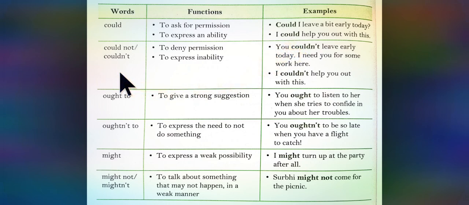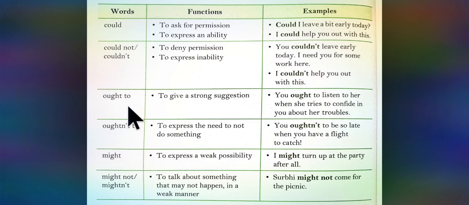Okay, next word is could not. So the function of could not is opposite to the function of could. Let's see the first function of could not, to deny permission. You couldn't leave early today. So it is showing a denial of something. The next function of could not is to express inability. Example, I couldn't or could not help you. So it is showing an inability to do something.